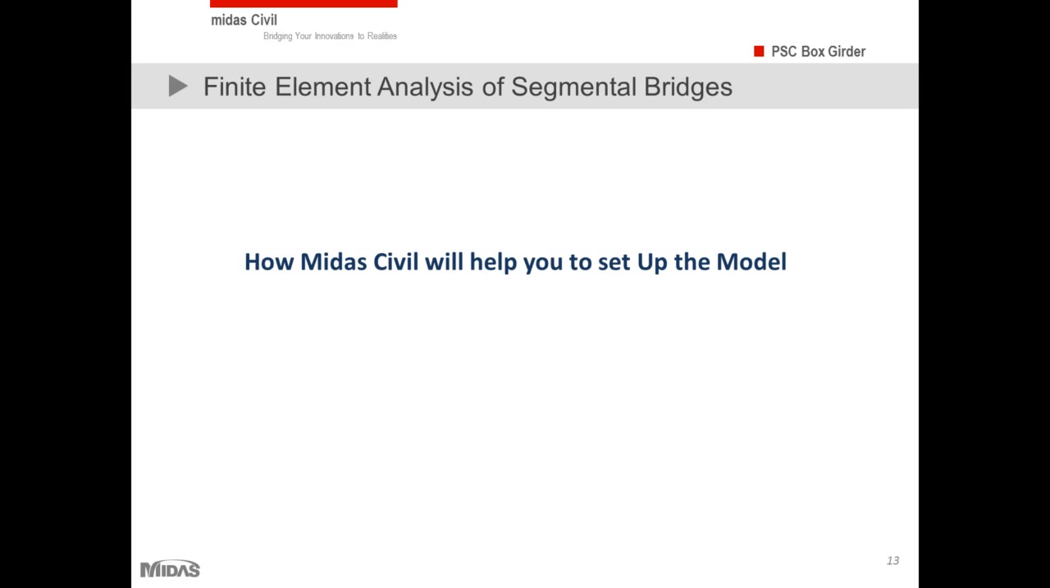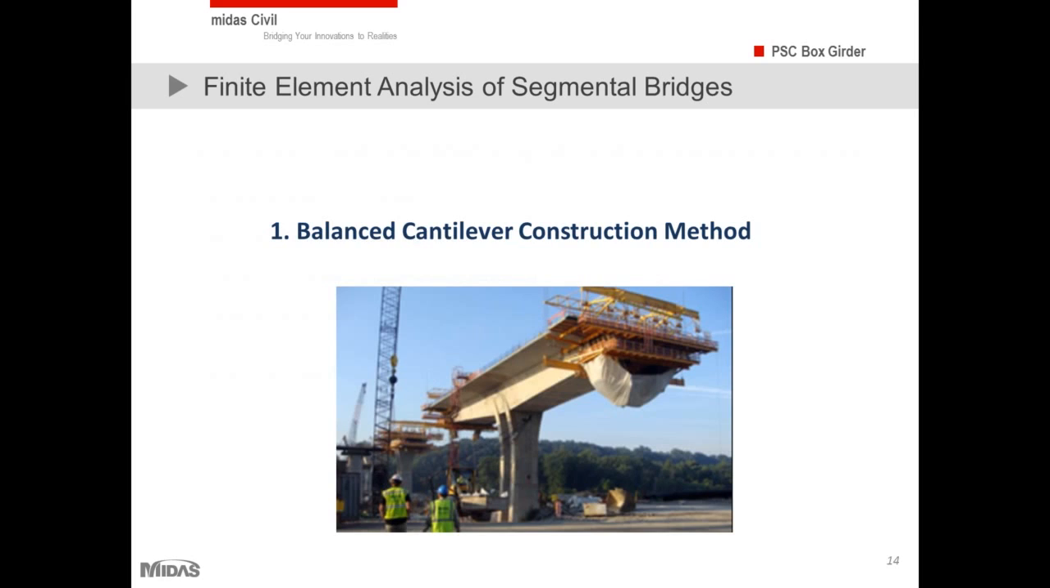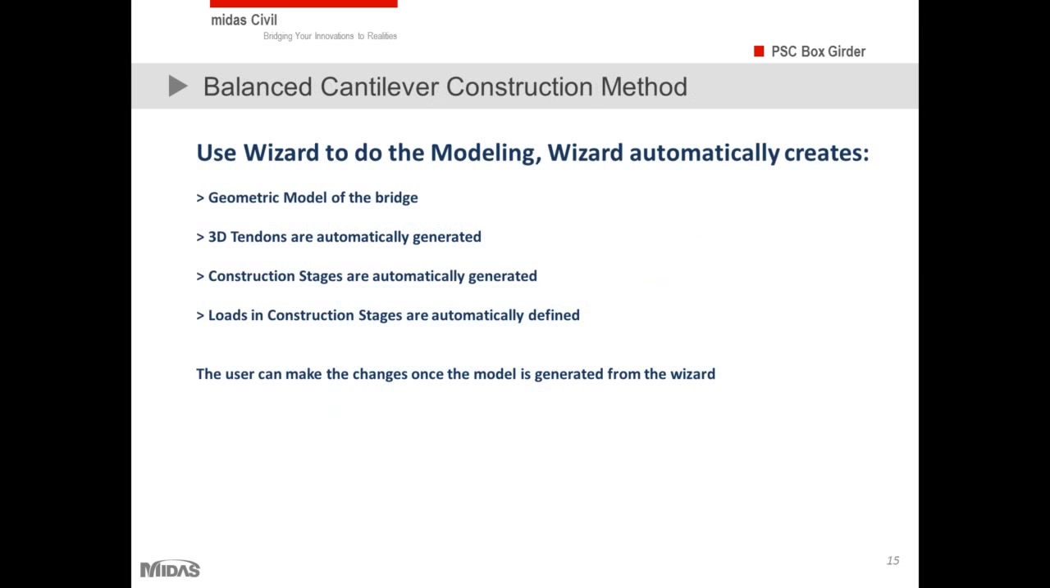And now I'll show you how MIDAS Civil can help you to set up the model. In MIDAS Civil we have several modeling tools that you can choose, and they will help you to create these types of models very easily. First of all, let us talk about the balanced cantilever construction method, which is the most popular out of the incrementally launched and this particular method. For this construction type, we have developed a wizard in MIDAS Civil that can do the modeling. It automatically creates the geometric model of the bridge. Based on the parameters that you define in the wizard, it will automatically generate the bridge model for you. It generates the 3D tendons automatically.